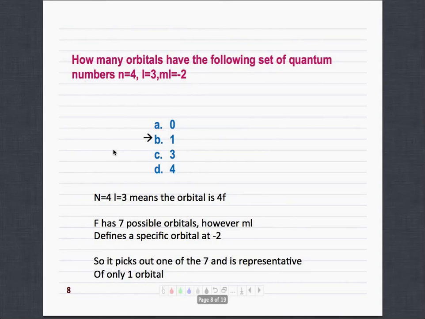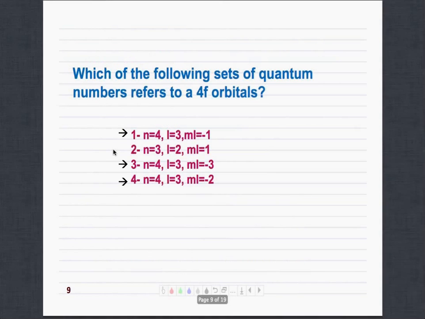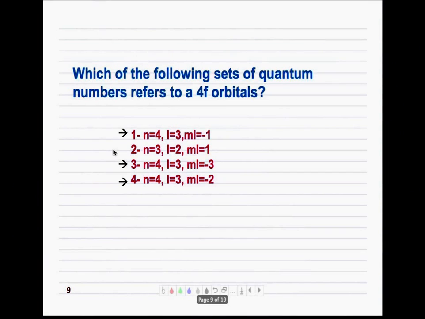Okay, which of the following sets of quantum numbers refer to a 4f orbital? I'm gonna stop it at that point.